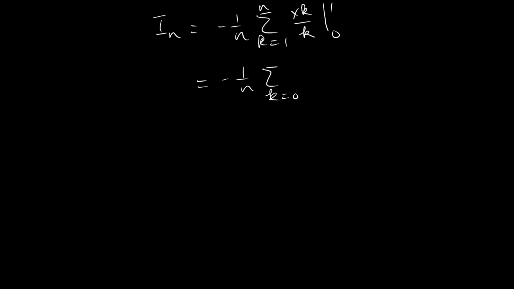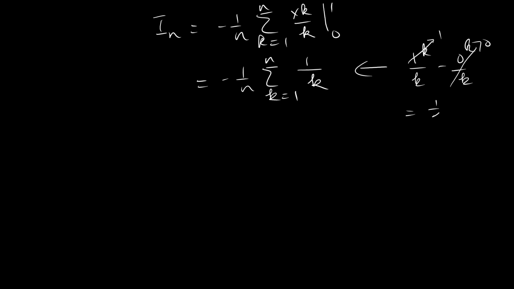not 0, apologies for that, it's 1, summation from k equals 1 to n of 1 over k. And this comes from 1 to the k over k minus 0 to the k over k. This goes to 0, and this goes to 1, so we have 1 over k. So this is what led to that.